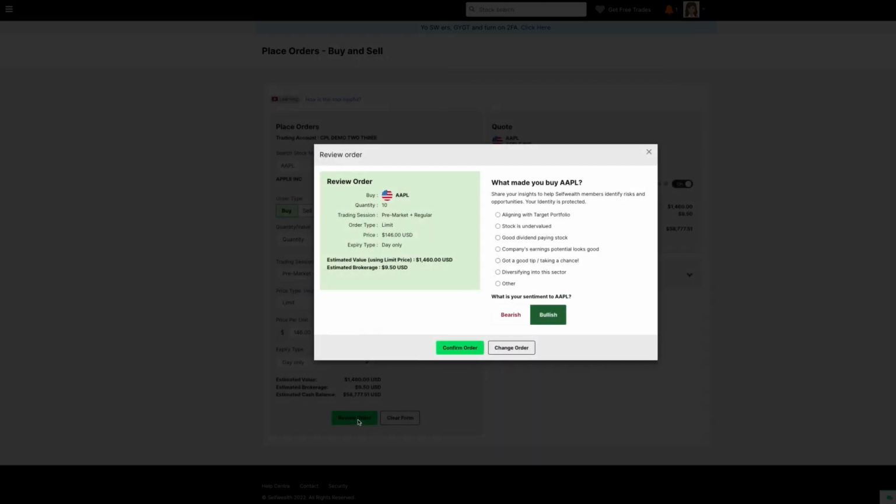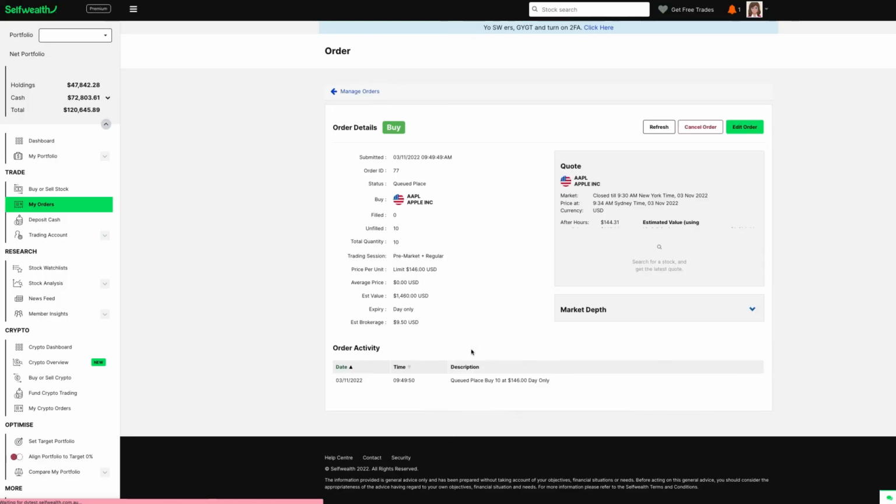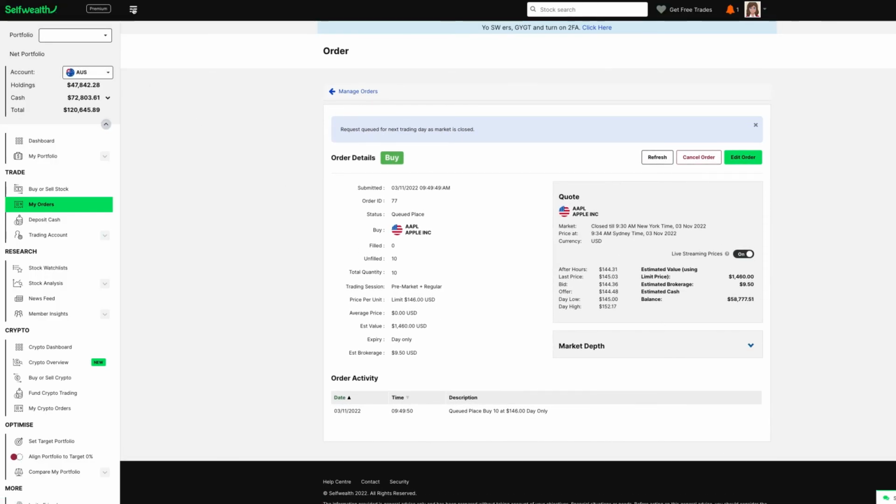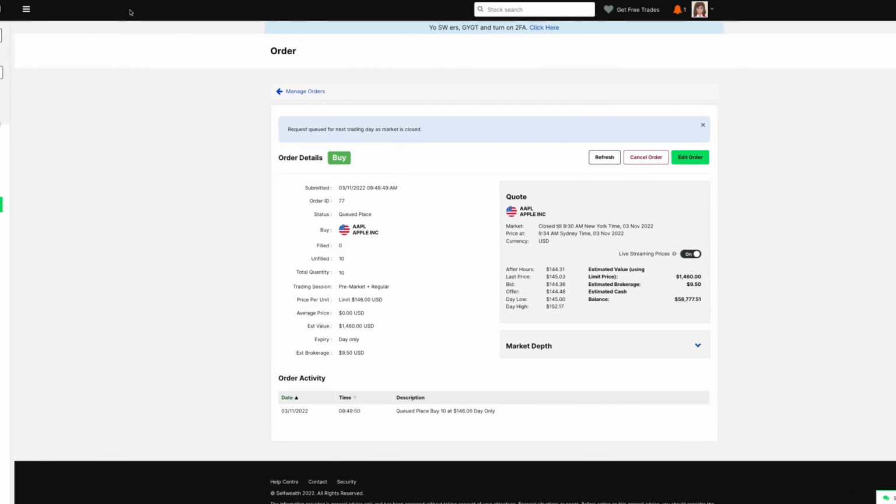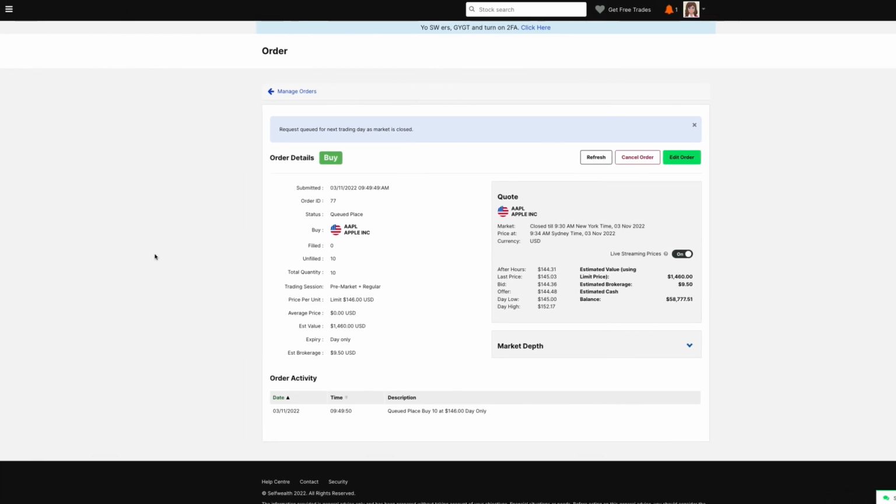When you're ready, click Review Order to view your quote. Then click Confirm Order to place the order. If your order was submitted to the pre-market session successfully, you will be redirected to the order information screen as shown here. It's important to note that the pre-market session typically has much lower volume than the regular session.